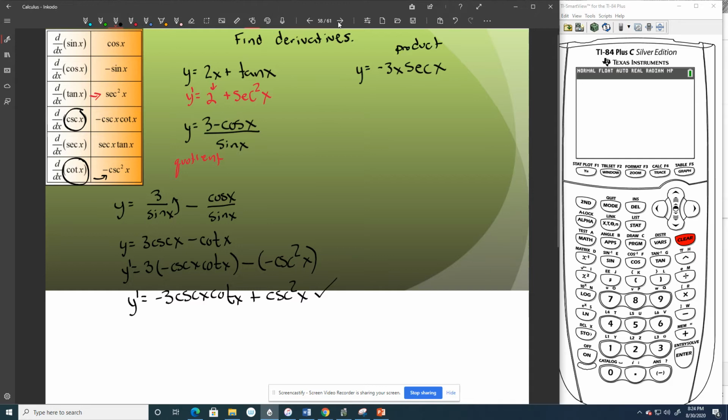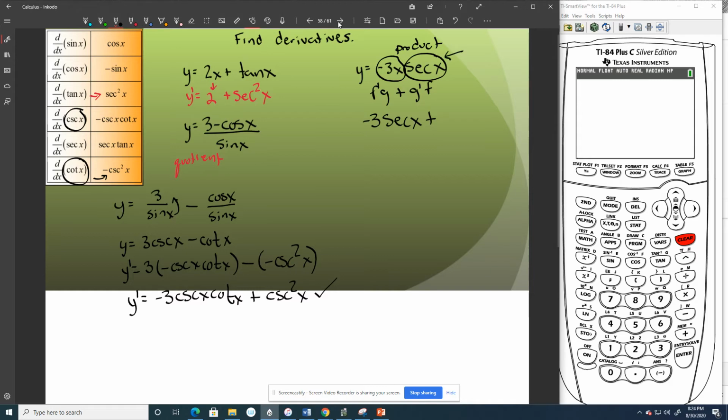So remember, product rule, we take f prime of g and we add g prime of f. And I know that's the shorthand. Hopefully you can translate what we're saying there. So here's my f function right here. This is my g function. So f prime is just going to be -3. G is going to be my secant x. So -3 secant x, and then I have to plus g prime.